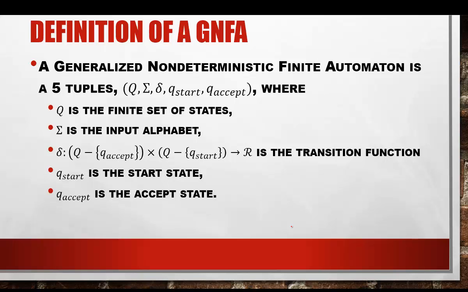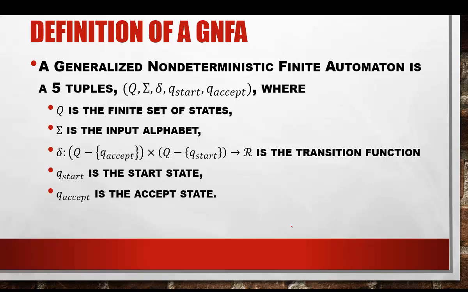and then it generates a regular expression over the alphabet sigma. Also, it has a start state, like a regular non-deterministic finite automaton, but it only has one accept state. So the set of accept states, we just replace it by just one state. That would be the accept state.